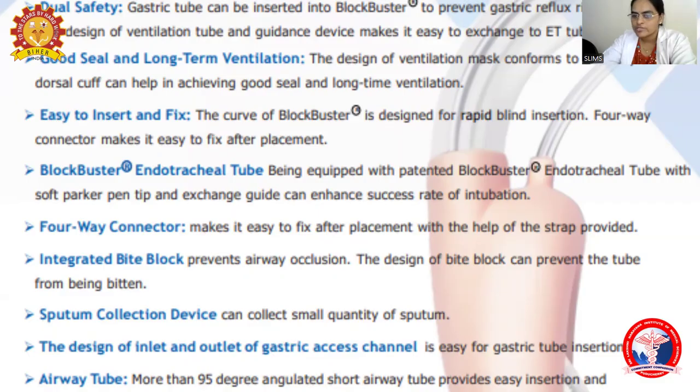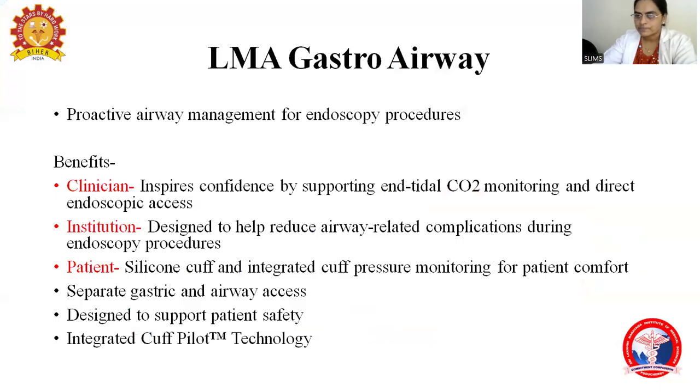Integrated bite block prevents airway occlusion. The design of the bite block can prevent the tube from being bitten. The sputum collection device can collect a small quantity of secreted sputum. The design of the inlet and outlet gastric access channel is easy for gastric tube insertion. And the airway tube, more than 95 degrees angulated, short airway tubes provide easy insertion.